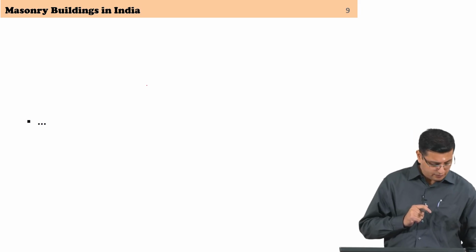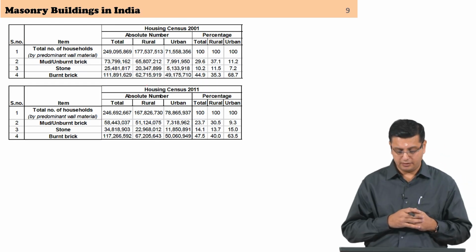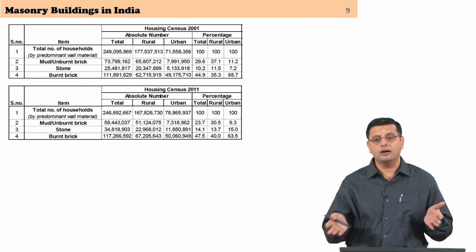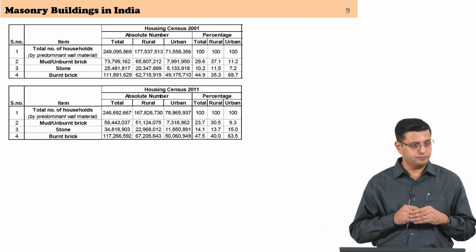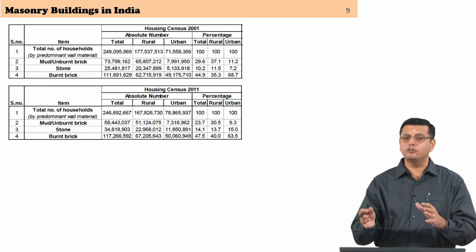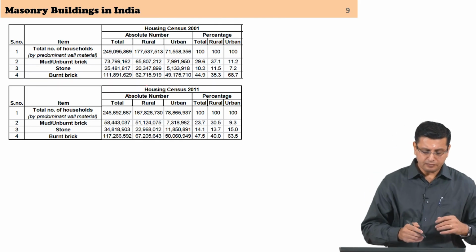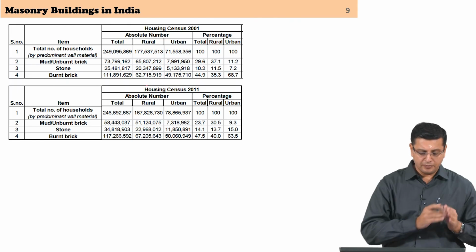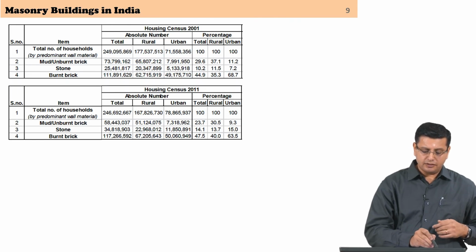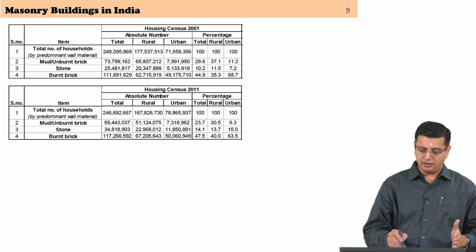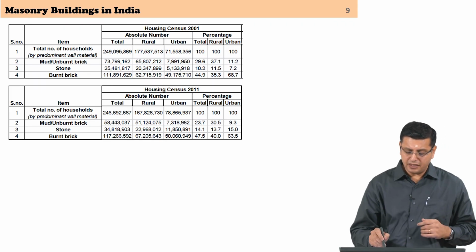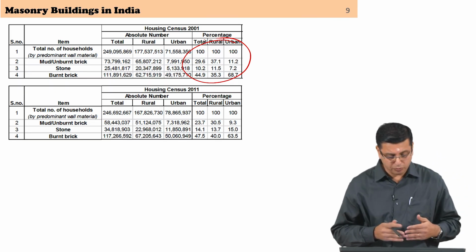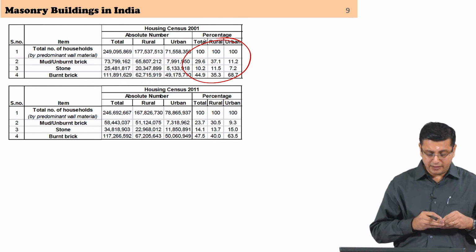Okay. We have these interesting numbers that we can examine. I am looking at the housing census from 2001 and the housing census from 2011. This is information that has been pulled out of the building census, which is a component of the census of India. If you were to look at the total number of households, you can examine the percentages. You do not have to be awed by the numbers. We are running to millions of built residential units.